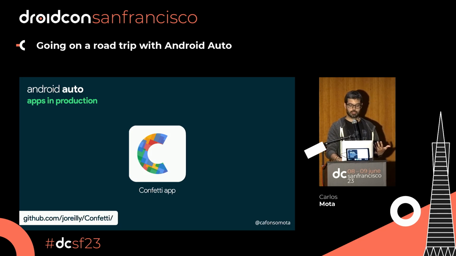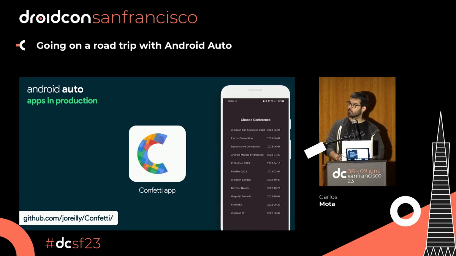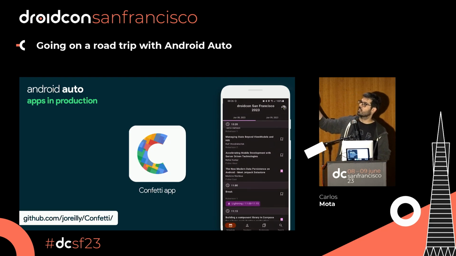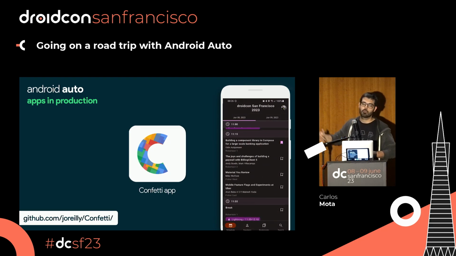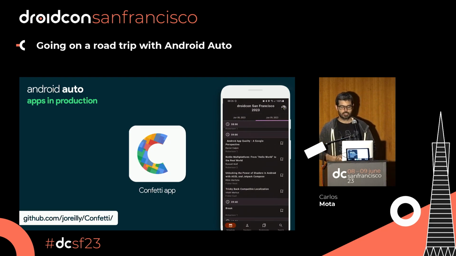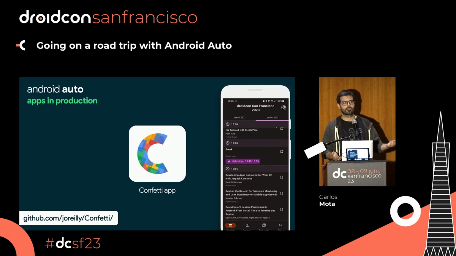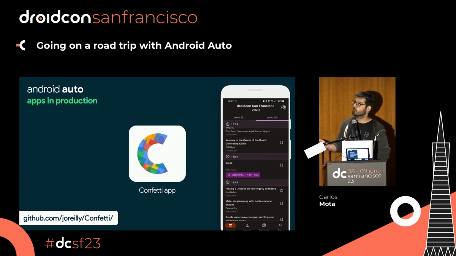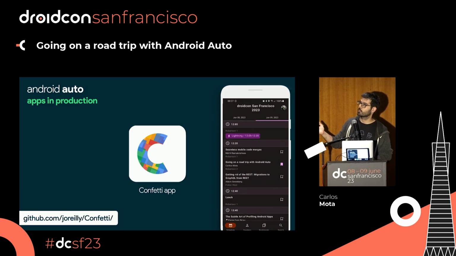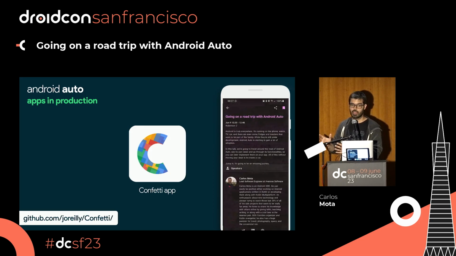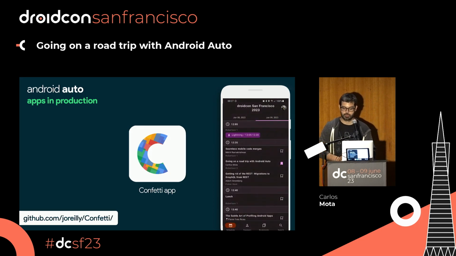And what is Confetti? So basically, we've been using the DroidCon app, and Confetti is just an app that gathers all the conferences out there, and you can see the schedule, you can see the speakers, you can bookmark them as favorites. It's just an app for all conferences. And we gave support for Android Auto with this app. The app already existed, and I just needed to implement the templates for it.